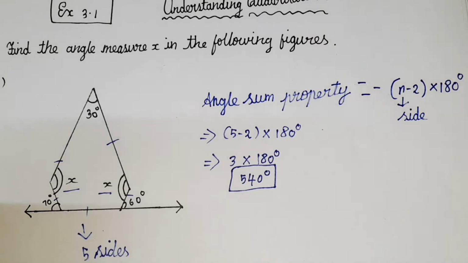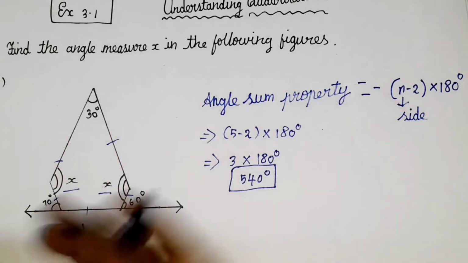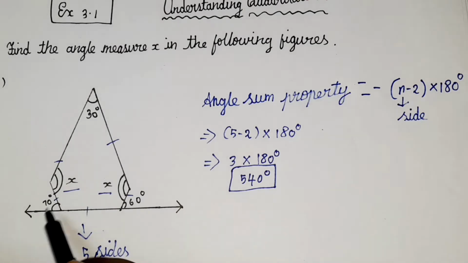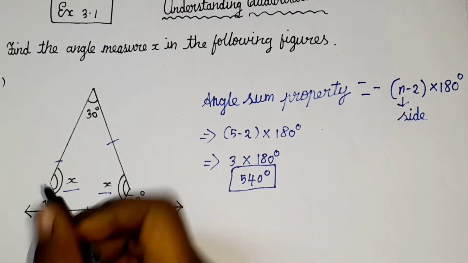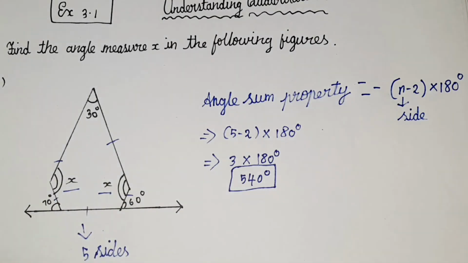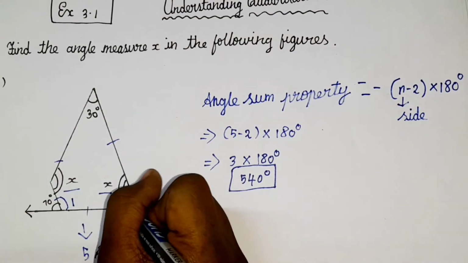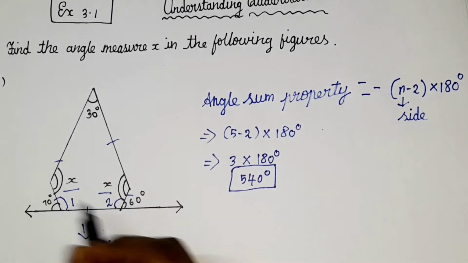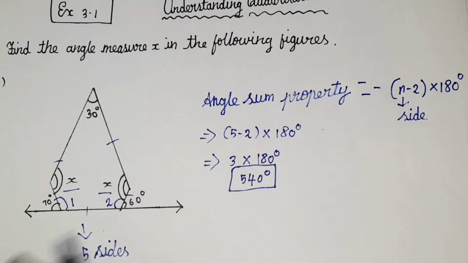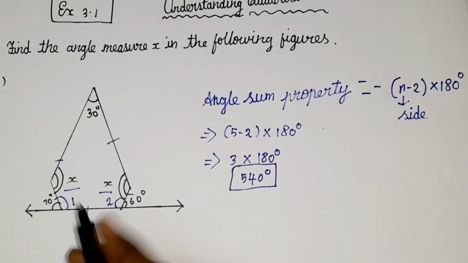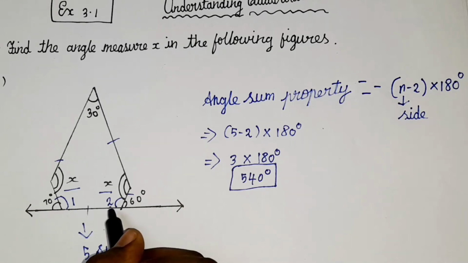Now according to the figure, you can see we have 70 degrees, am I right? To find x, we should find angle 1. You might wonder, there is no angle 1, so why am I saying angle 1? Here we should take it as angle 1, and this side we can take as angle 2, so that you can understand angle 1 and angle 2 are different. If we find the values of angle 1 and angle 2, we will be able to find x easily.